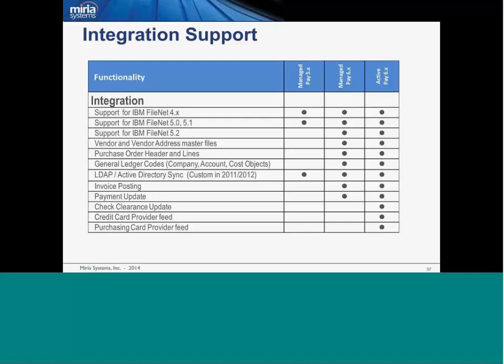Integration support, again, a little bit more towards the IT group, of the new platforms we support, FileNet 5.0, 5.1, and IBM FileNet 5.2 now. We can handle purchase order header and line information between your purchase order system, and we've gotten pretty creative in terms of general ledger codes and how we handle those back and forth. So a lot of customers are changing their GL coding systems because they need to feed their analytics system, and we have improved our ability to match what's going on in the world of accounting for that.